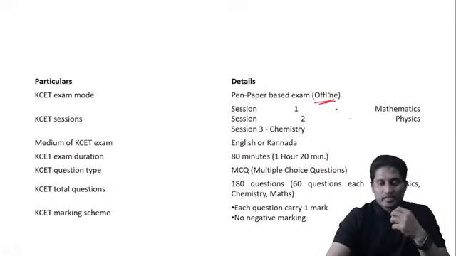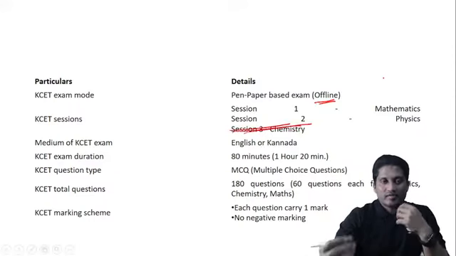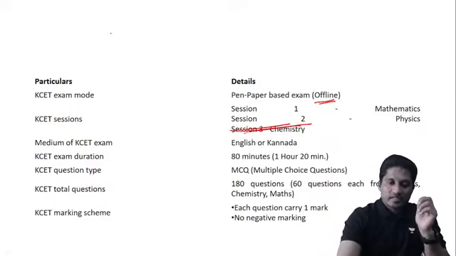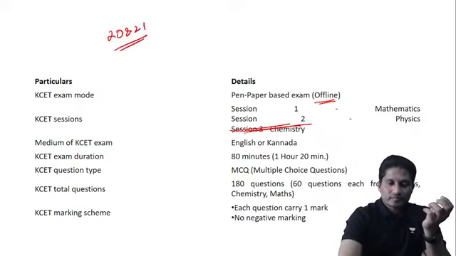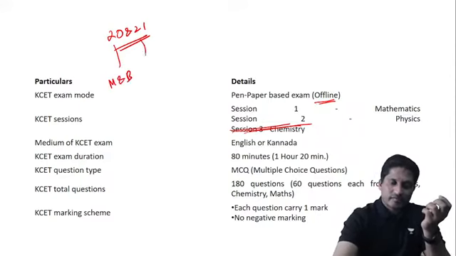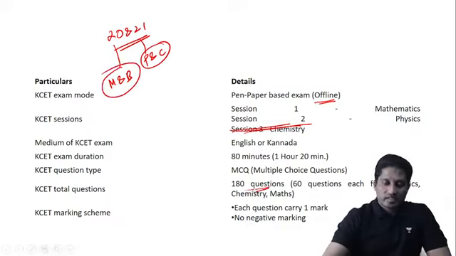It's an offline exam. It won't be online. There's no session 3 here. You have day 1 and day 2. This year the KCET exam will be on 20th and 21st of May. On the 20th you will have maths and bio. On the 21st you will have physics and chemistry, if I'm not wrong. This is the pattern. And there will be 180 questions, 60 each for physics, chemistry, and maths.